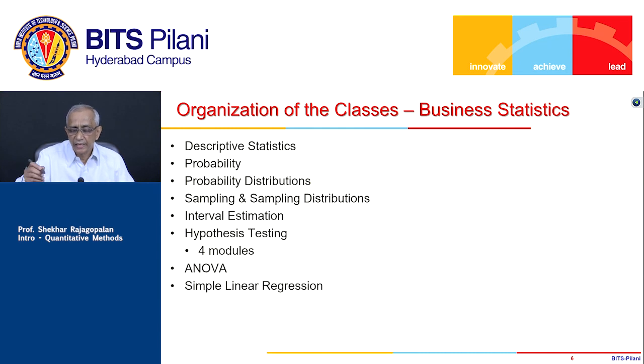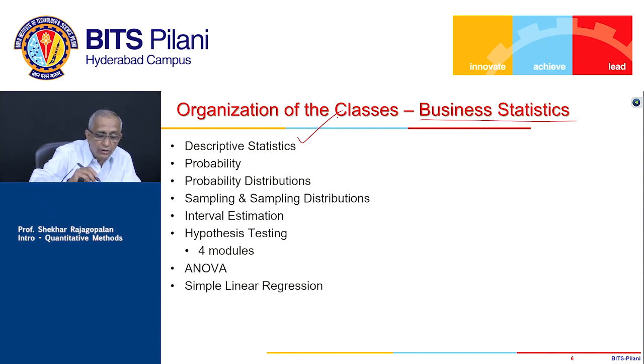So what do we cover in business statistics? We do have a module on descriptive statistics, which is mean, mode, and so on. Things like bar plots and scatter plots and so on. Then we have another module on probability. A third is on probability distributions, things like normal distribution and so on. Then we talk about sampling and we look at some sampling distributions.